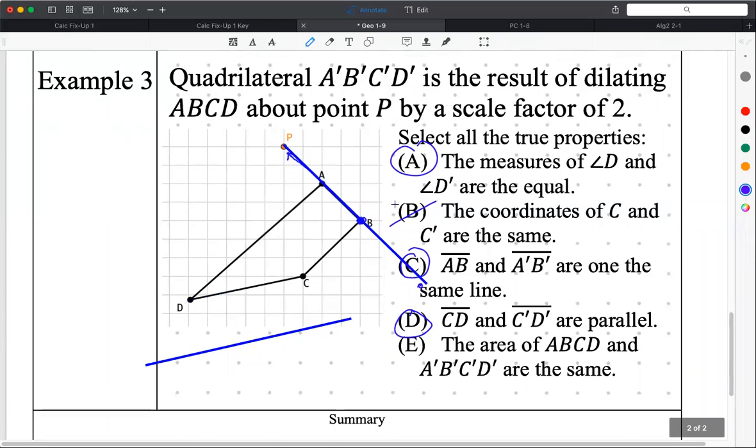And then finally, E. The area of ABCD and A prime, B prime, C prime, D prime are the same, and no, because that will only happen in one case, and in this one, the scale factor is 1. All right, I did go over by exactly 2 minutes. That is the end of the notes for all of Unit 1 geometry.